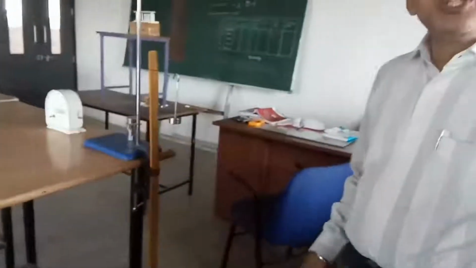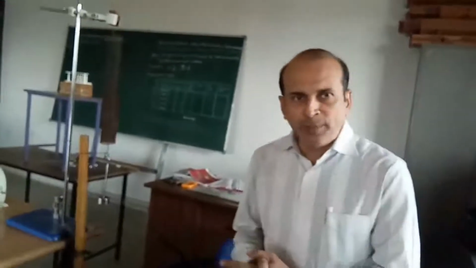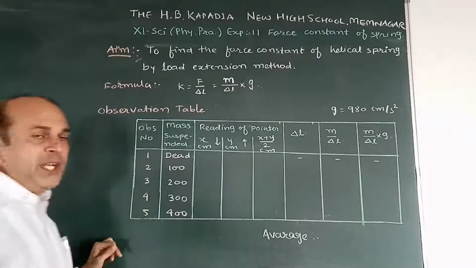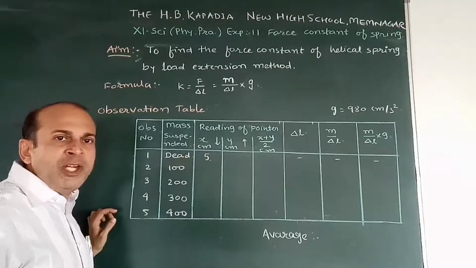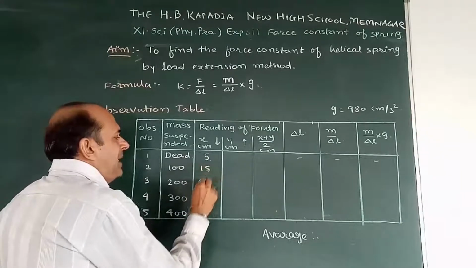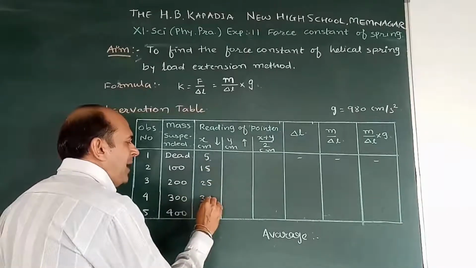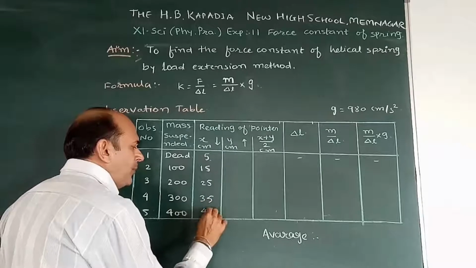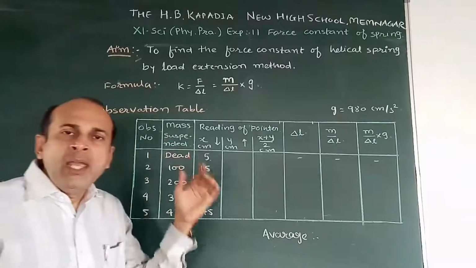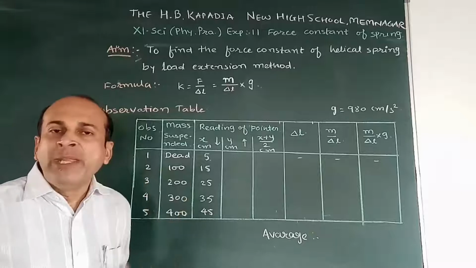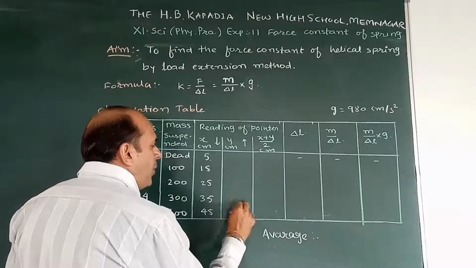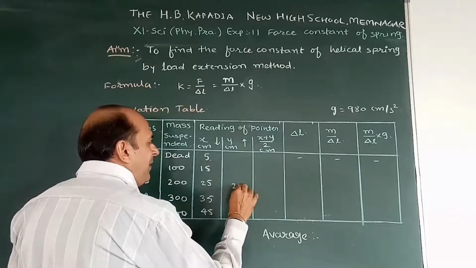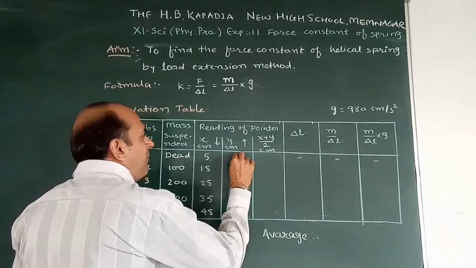So let me note down these readings in our observation table and complete the calculation. For the dead weight, the first reading was 5 centimeter. When we placed the 100, it was 15, 25, 35 and 45. These readings were in increasing order, that means in the loading condition. In the unloading condition, the readings are 45, 35, 25, 15 and 5.